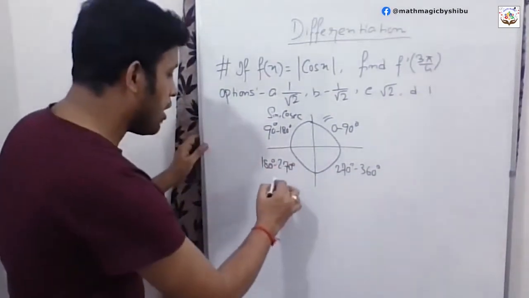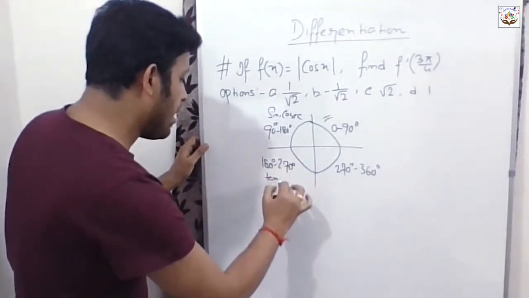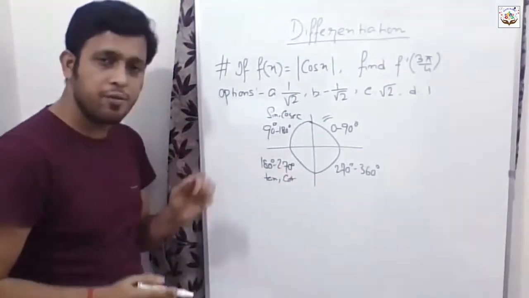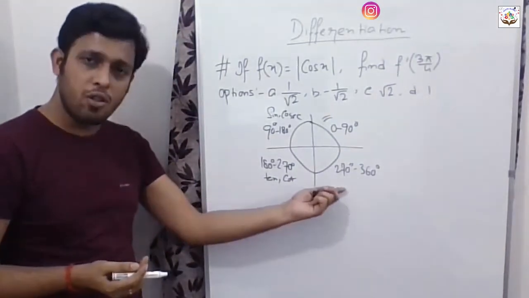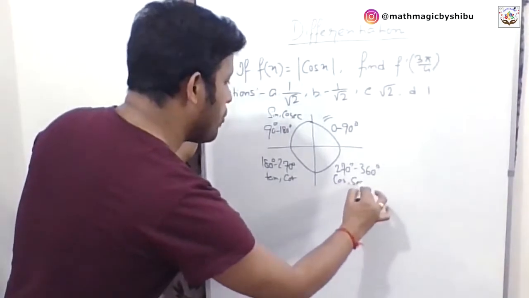Okay. In the third quadrant, only tan and cot will be positive. And in the fourth quadrant, only cos and sec will be positive.